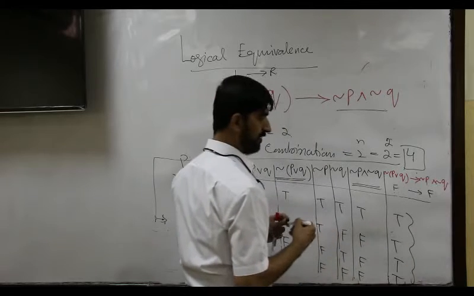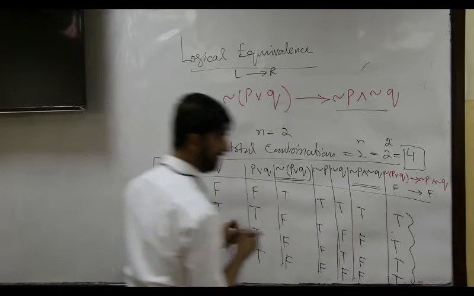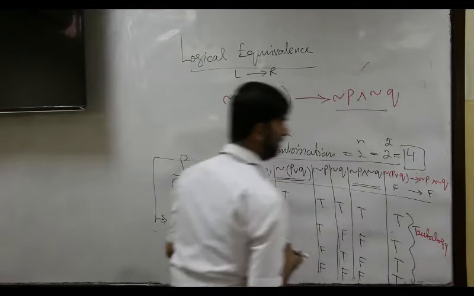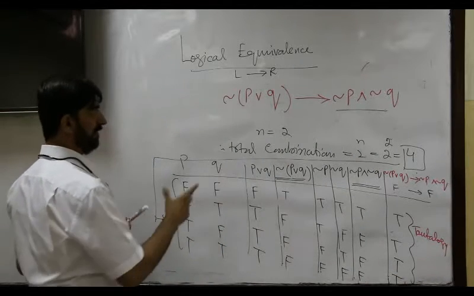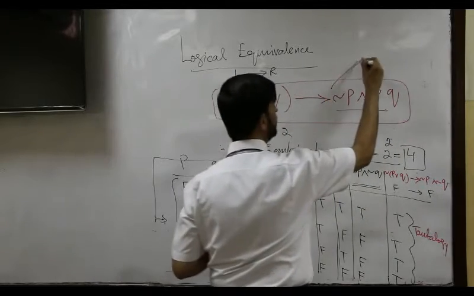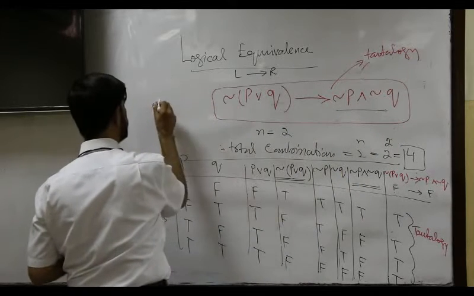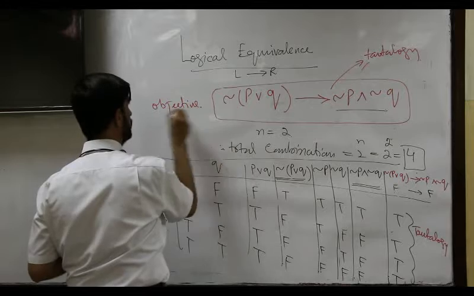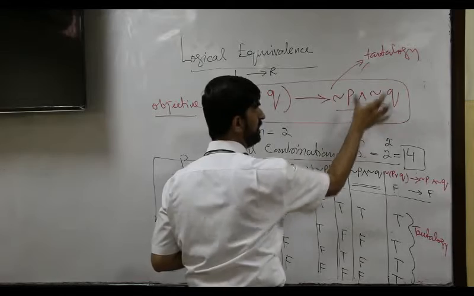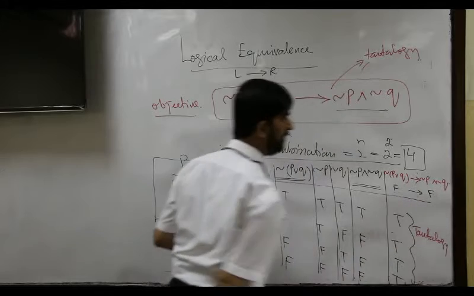So all the values are true, regardless of the truth values of the participating variables. It means this is a tautology. So you have achieved your objective. Your objective was to prove that compound proposition A implies compound proposition B is a tautology. This was our objective, and we have achieved our objective.